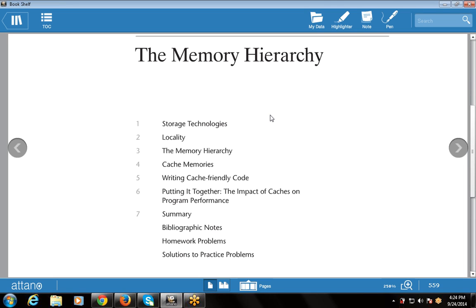Then the second topic is locality, how we can locate things in the disk storage.